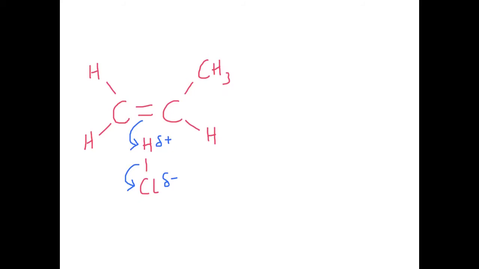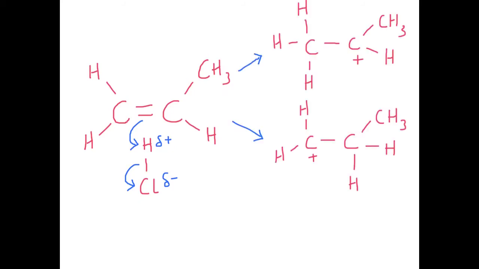The first step of the reaction is of course exactly the same. You're going to open up the double bond, the pair of electrons from the pi bond is going to be donated to the hydrogen because it's positively polarised, and the pair of electrons between the hydrogen and the chlorine are going to go to the chlorine to form a chloride ion. But if we now look, we can see that there are two possibilities for our carbocation intermediate.